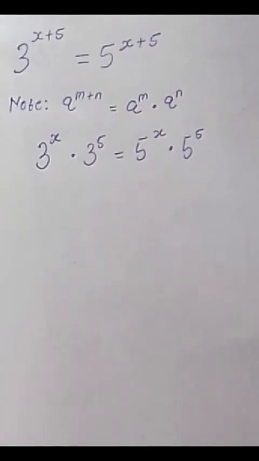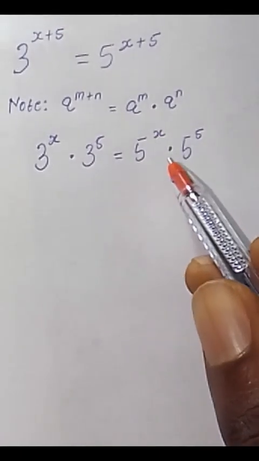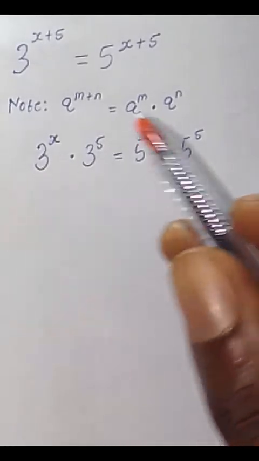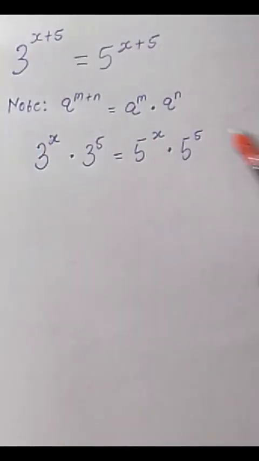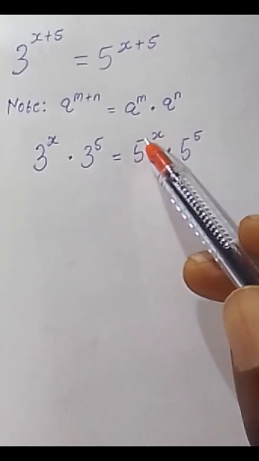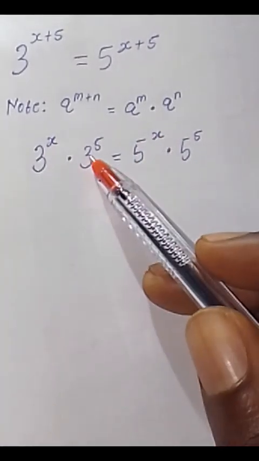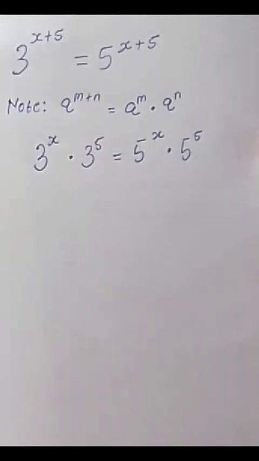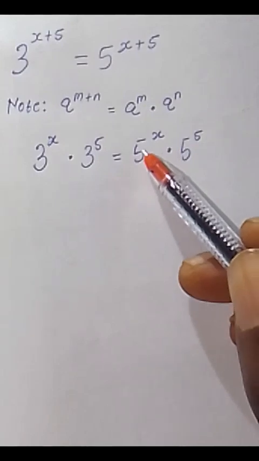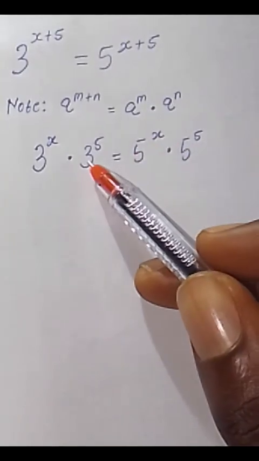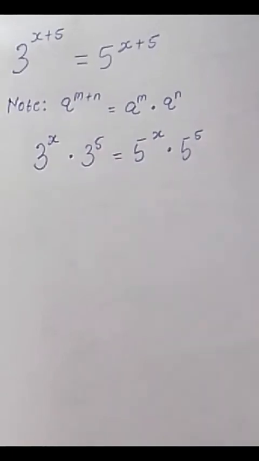Now, our aim is to bring anything to power x to this side, and ordinary numbers to the other side. Now we can see that this is 5 to power x here, so we want it to this side, and this 3 to power 5 to the other side. So what do we do from here? We divide by 5 to power x and 3 to power 5. Let's see how it goes.